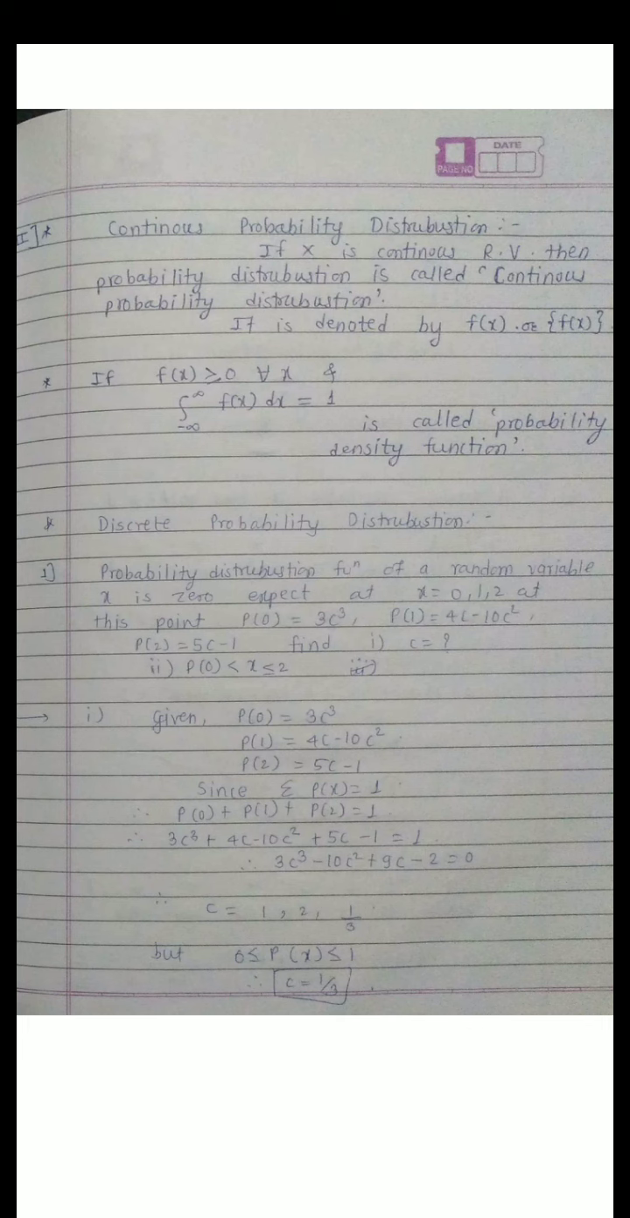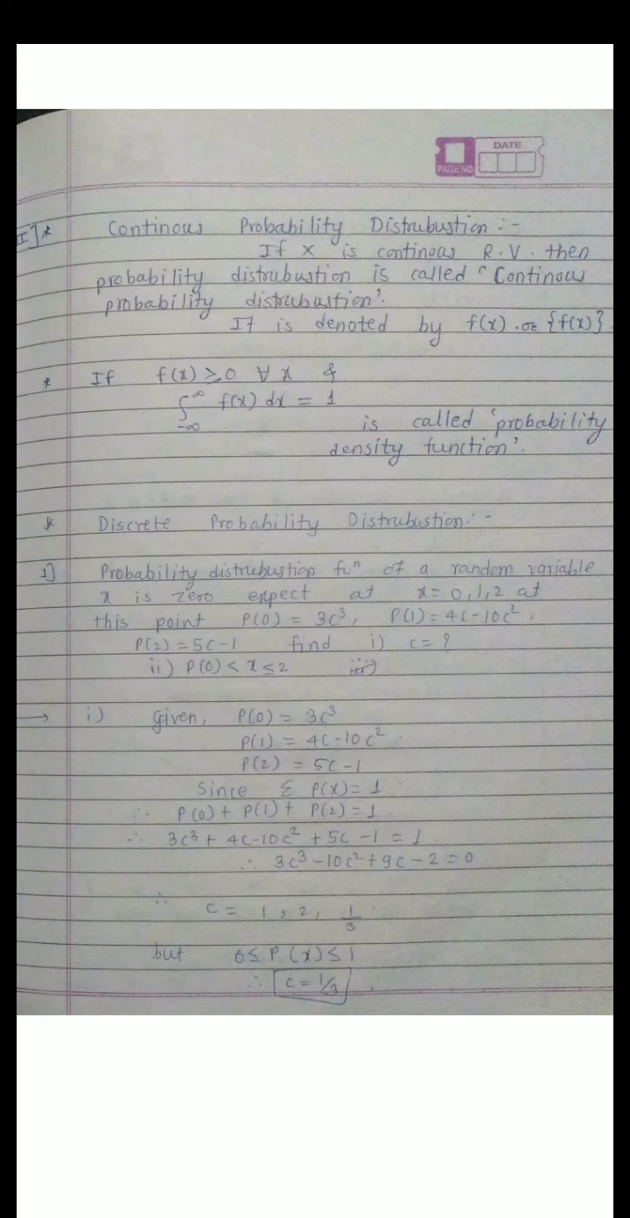They have given first given information is written here. P of 0 is given 3c cube, p of 1 is 4c minus 10c square, p of 2 is 5c minus 1. Since here we know that probability distribution function satisfies the total summation of the probability is equal to 1, that's why p of 0 plus p of 1 plus p of 2 is equal to 1. And after calculating we get this is a cubic equation, and we know that cubic equation has three solutions.